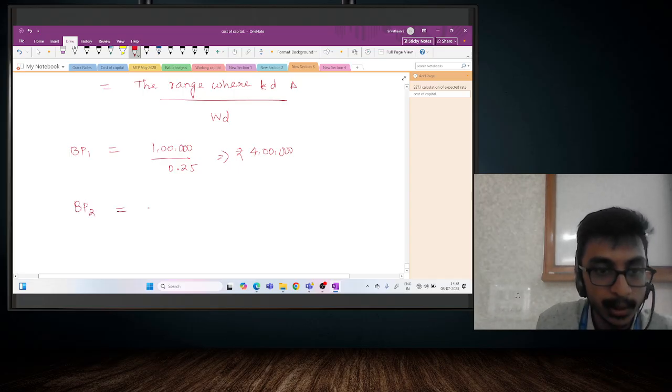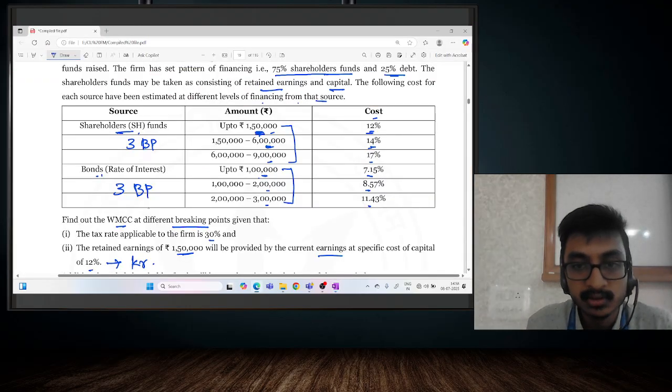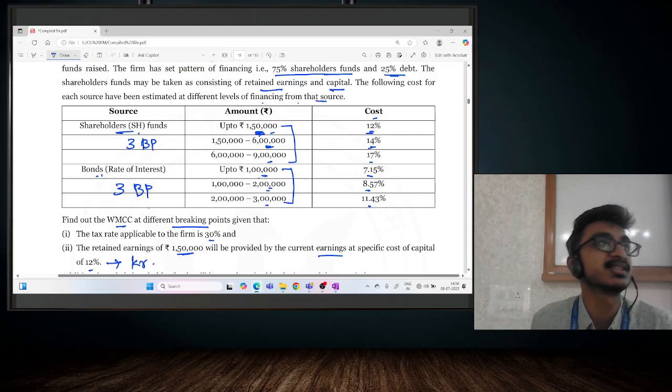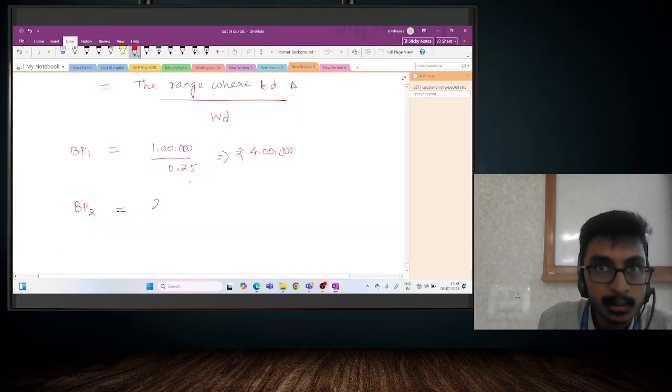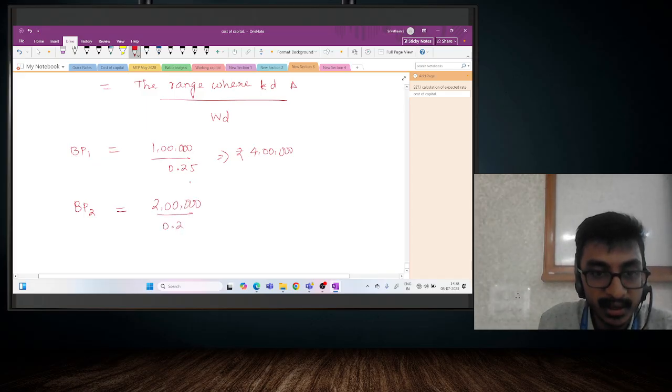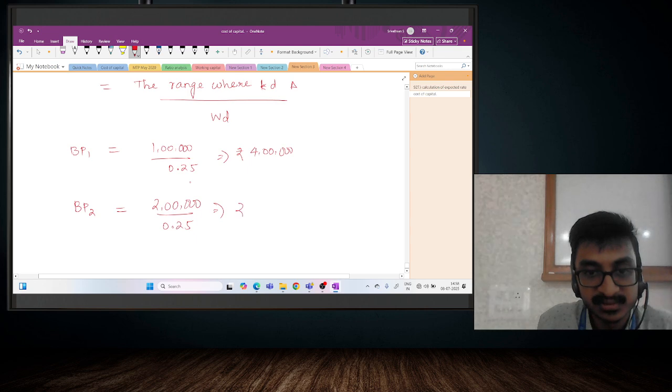Second breaking point. So up to 2 lakh rupees we can borrow at 8.57%. If you are going beyond 2 lakh, KD changes. So 2 lakh divided by 0.25, rupees 8 lakh.